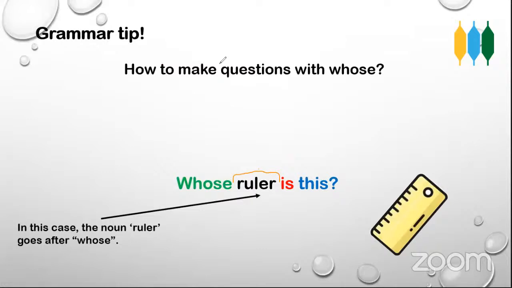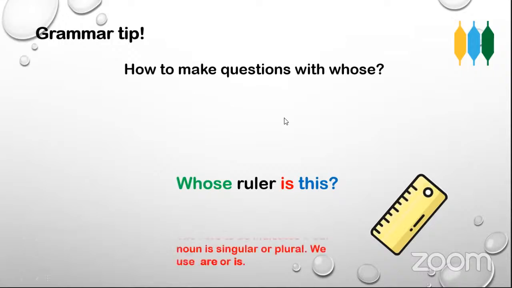So we're talking about whose, guys, and I'm explaining that this noun is the thing I'm asking about, who owns it, who owns the ruler. Whose ruler? And when we make the question with this, I'm just going to the next part, which is the verb to be, which is in red. As you may notice in the other examples, we can use are or is. It depends if the noun is plural or singular.